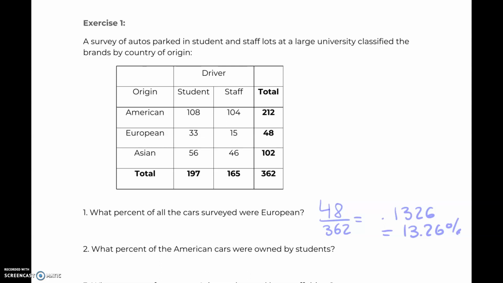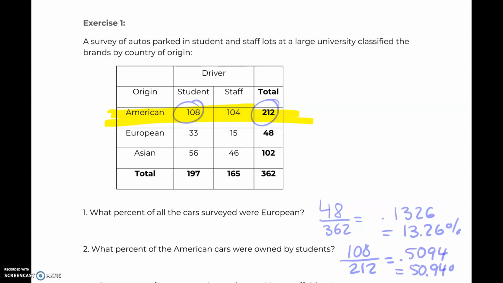The next question is asking what percent of the American cars were owned by students. So we are particularly interested in the American cars, so I'm going to highlight just the American cars. We want to know what percent of them were owned by students. So we're looking at the student percentage within that group, which means we are conditioning upon the type of car. That's 108 divided by 212. Let's calculate that. This is equal to 0.5094, or 50.94%.